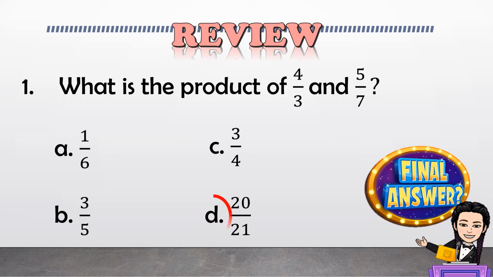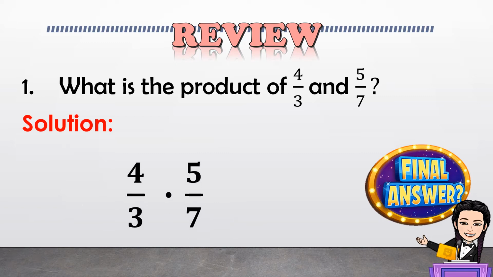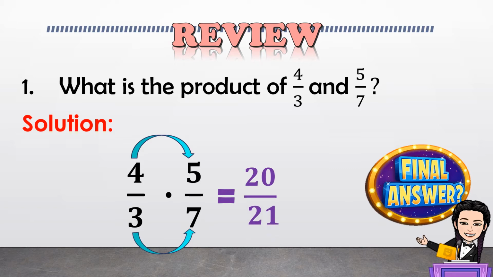Very good. The answer is letter D. To get the answer, we are going to multiply the numerators. So 4 times 5 is equal to 20. And the denominators, 3 times 7, which is equal to 21. Then check if we can still simplify the product.